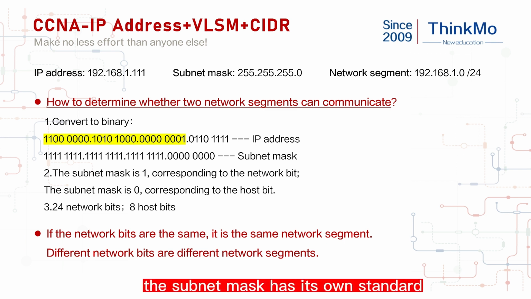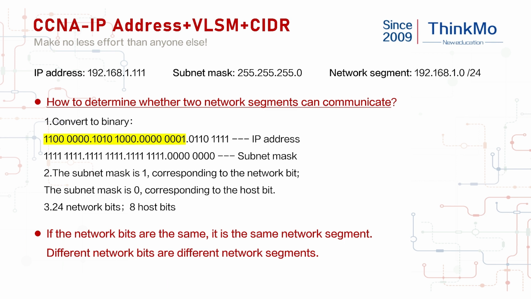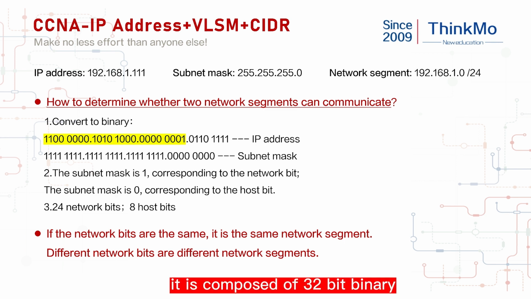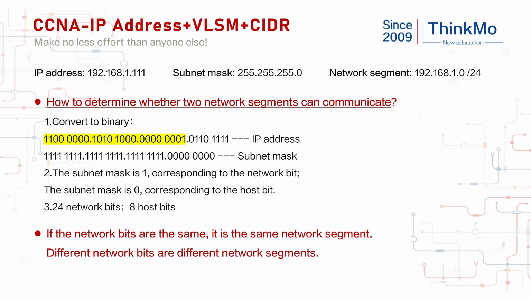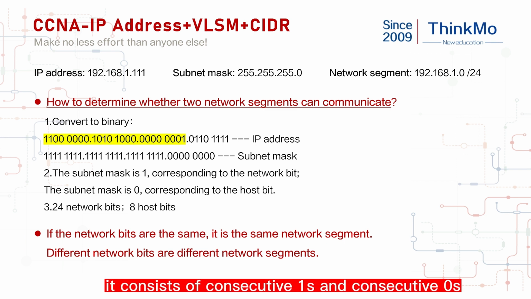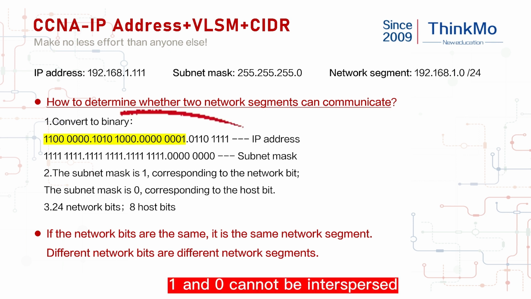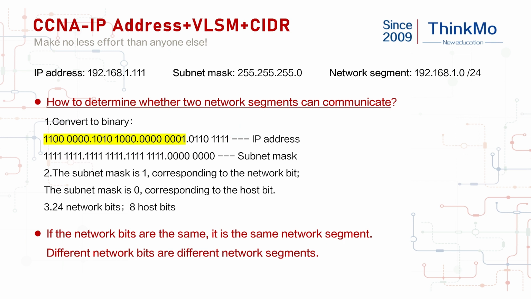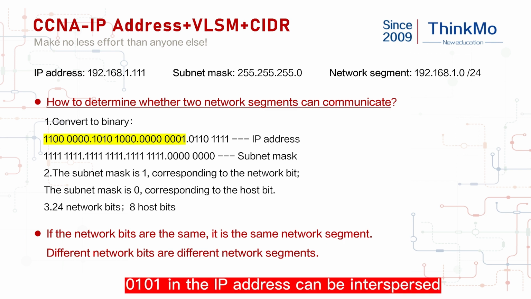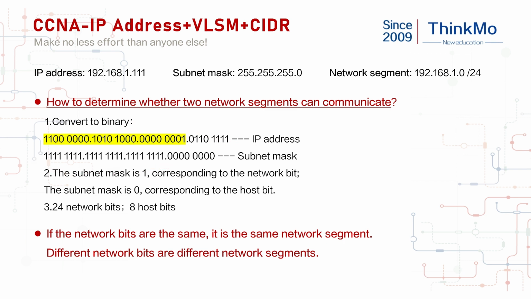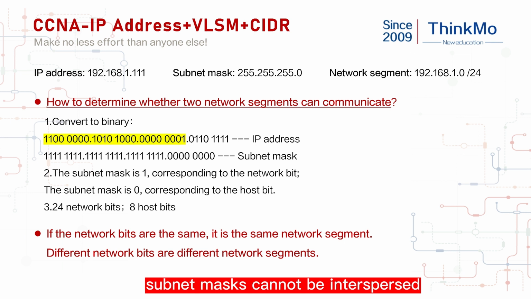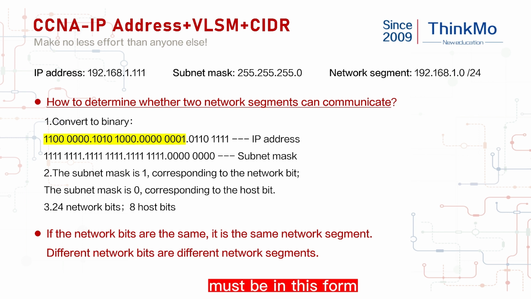The subnet mask has its own standard. It is composed of 32-bit binary, from left to right. It consists of consecutive 1s and consecutive 0s. Wherever 0 and 1 are connected, 1 and 0 cannot be interspersed. 0101 in the IP address can be interspersed, but subnet masks cannot be interspersed. It must be 1s first and 0s after. Must be in this form.